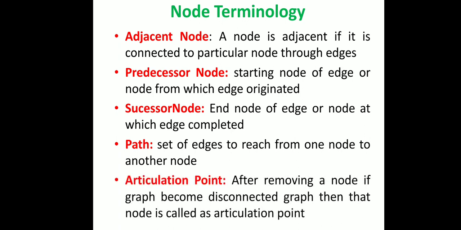Next is articulation node or articulation point. After removing a node, if the graph becomes disconnected, then that is called an articulation point. Now what is the meaning of articulation point? After removing a particular node from the graph, if the graph gets disconnected, meaning one node cannot visit another node, that is called an articulation node.